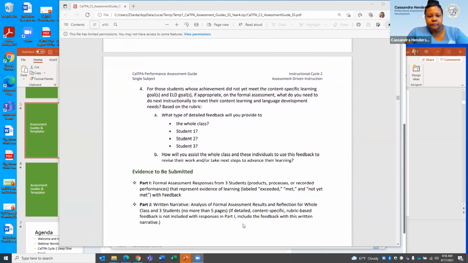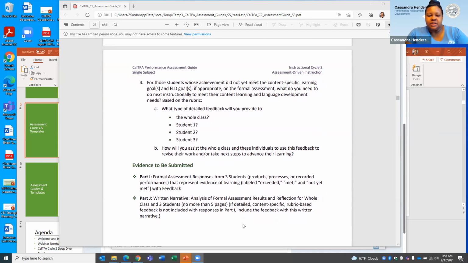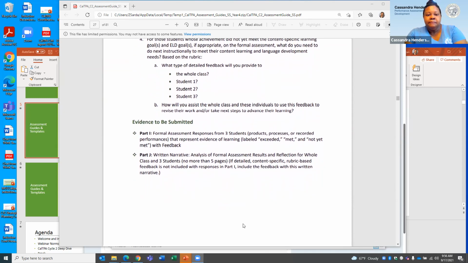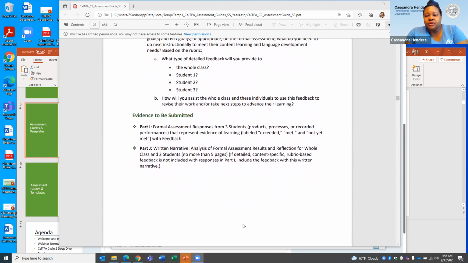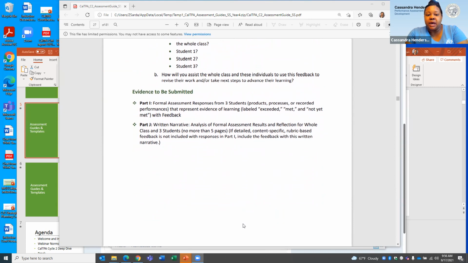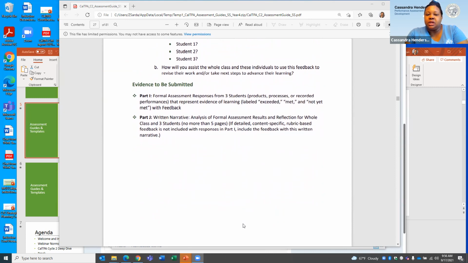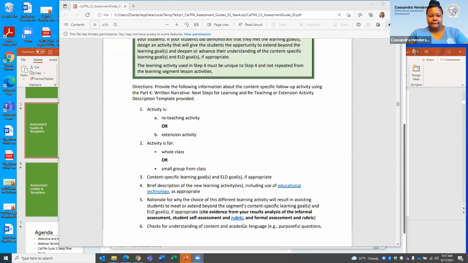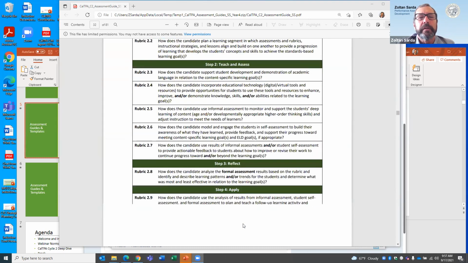It shows you the evidence to be submitted. Part I and J. Part I is the formal assessment responses from 3 students, the exceeded, met, and not yet met, with feedback. And part J is the written narrative answering the questions that explain the how and the why. And we'll go down to the rubrics for this.